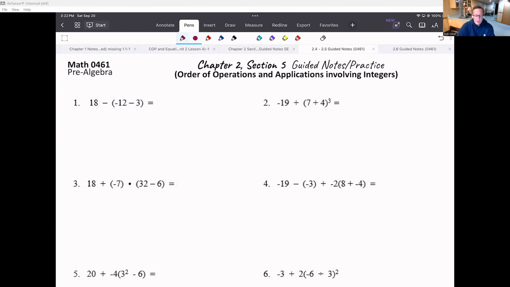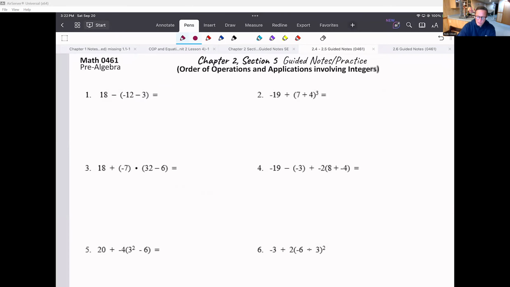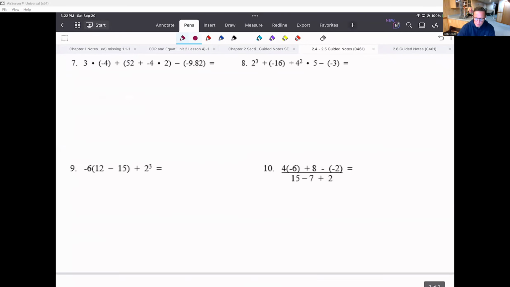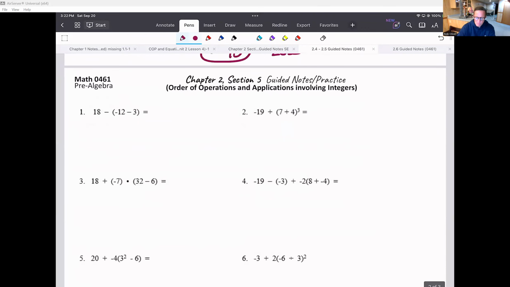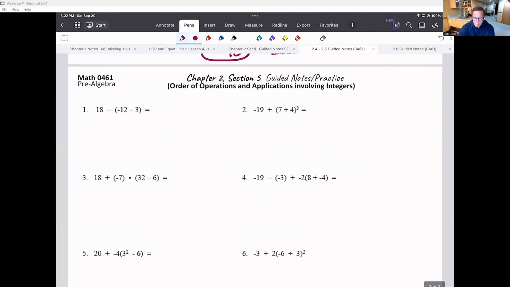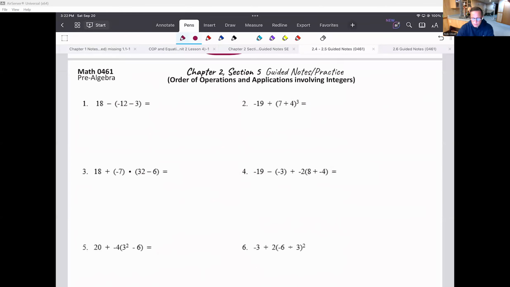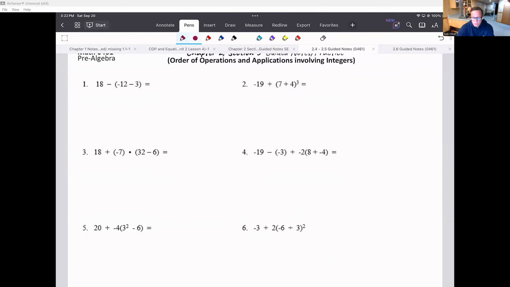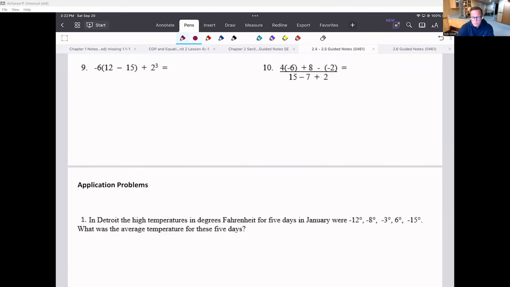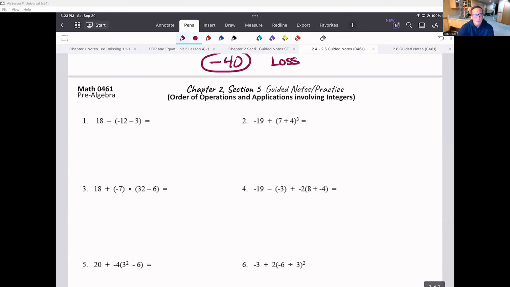So let's just go ahead and start. We're just going to do a bunch of examples. That's all this really is, a lot of examples of integers. What you could do is pause the video and go through these on your own, and see how you do compared with what I got.